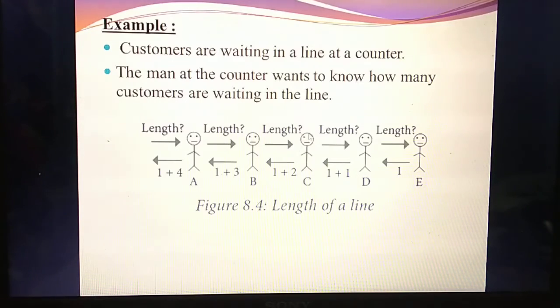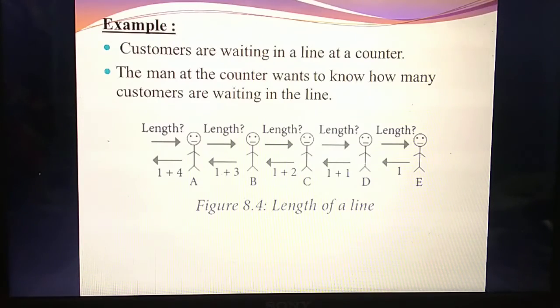Next, C is the head of the queue. Leave this. So he is telling to D, how many persons are there? 1. So leave the person C. Now who is the head of the queue? D. He is telling the length of the queue is 1. At last, at the back of the E, nobody is standing. So he is also telling the length of the queue is 1. Behind E, nobody is standing. So what's the length? 1. So he is replying to D, 1.